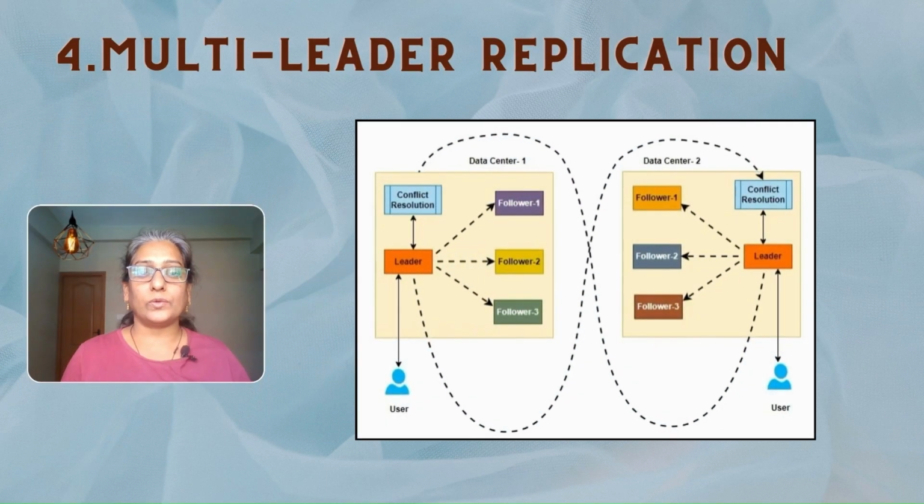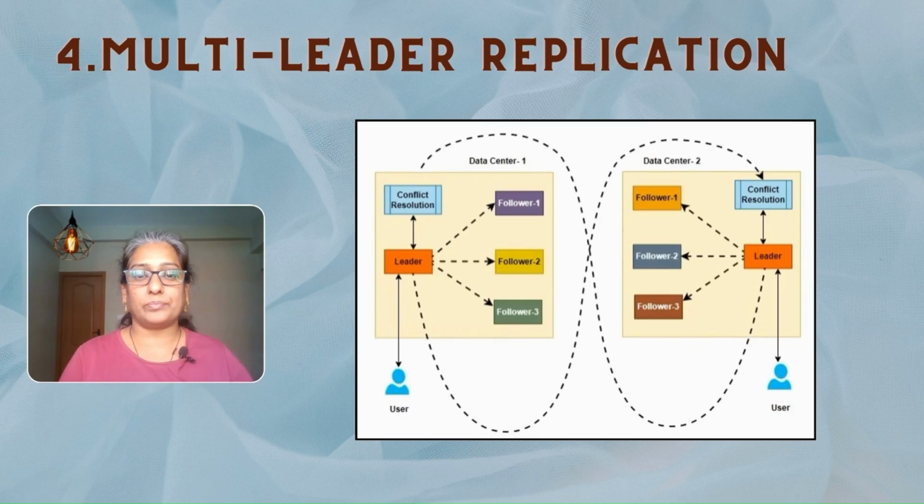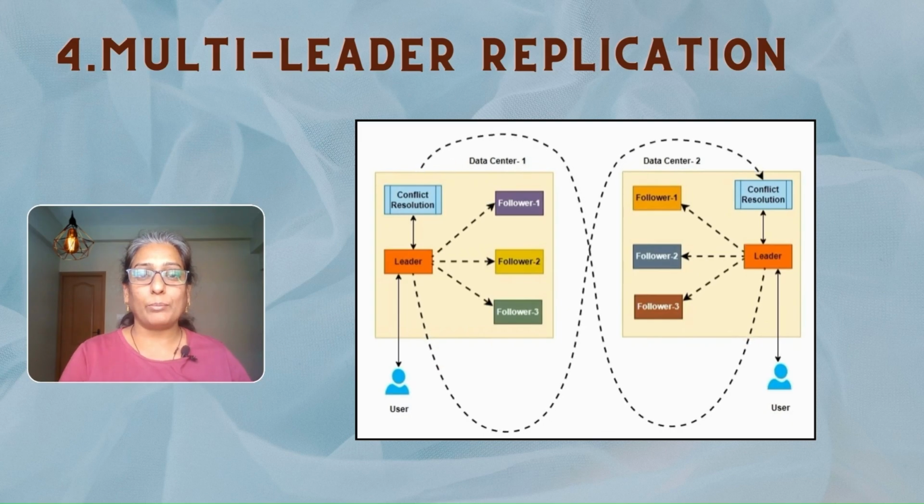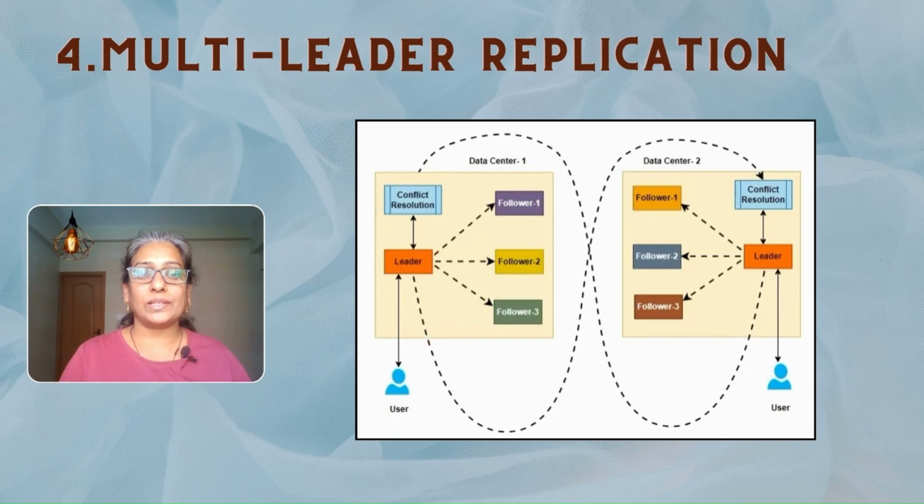Multi-leader replication allows multiple nodes to accept write operations independently, propagating the changes to other nodes either synchronously or asynchronously. This approach improves scalability and performance, but requires conflict resolution mechanisms to ensure consistency. Multi-leader replication is often employed in globally distributed systems for replication across data centers.